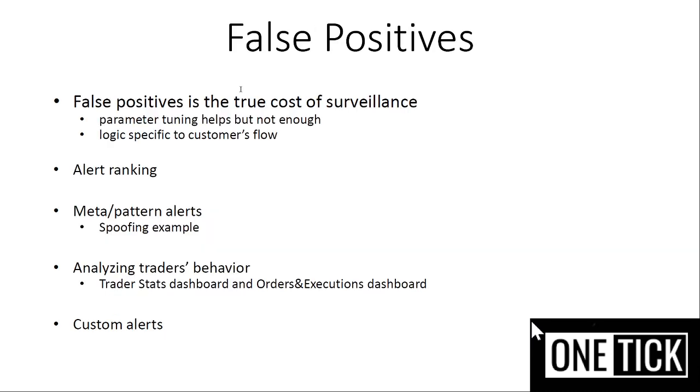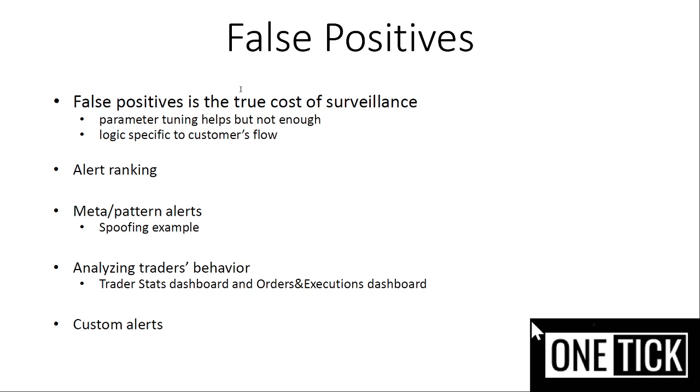All right, let's move on to the second topic, which is false positives. We believe that false positives is the true cost of surveillance, in the sense that if you have too many false positives, then the real positives get lost and don't get the attention that they need, and then it's just the pure labor cost of sifting through thousands of false positives, which is prohibitive for meaningful surveillance. So we provide a number of ways to reduce the false positives issue.